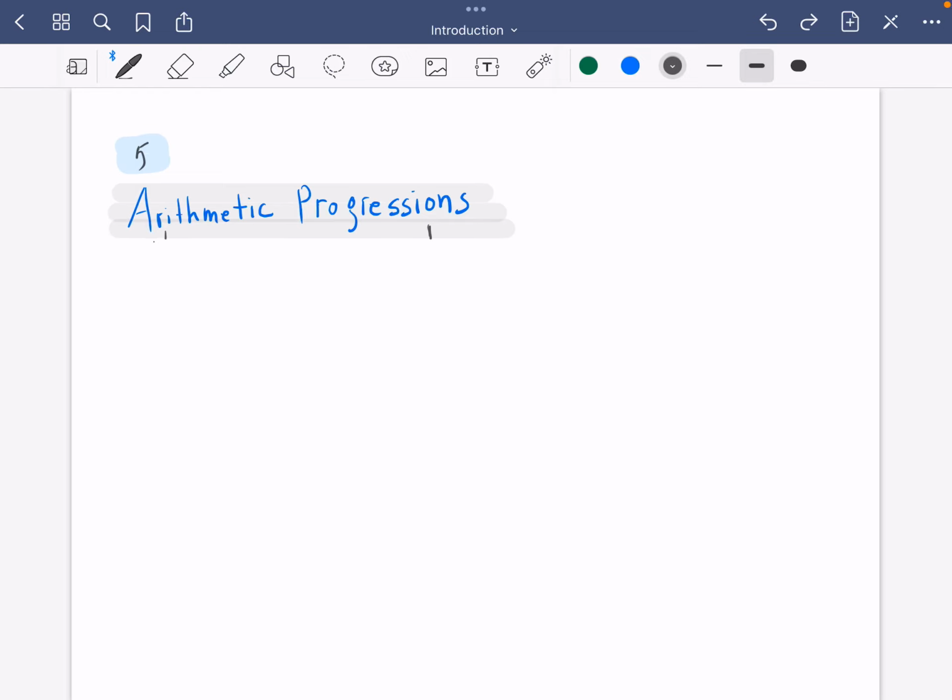Chapter 5, Arithmetic Progressions. Let's first break these terms down: what arithmetic means here and what progressions means here. So arithmetic means numbers and the arithmetic operations that we are using on these numbers, and we are concerned here with two arithmetic operations, addition and subtraction. So that's what arithmetic means here.